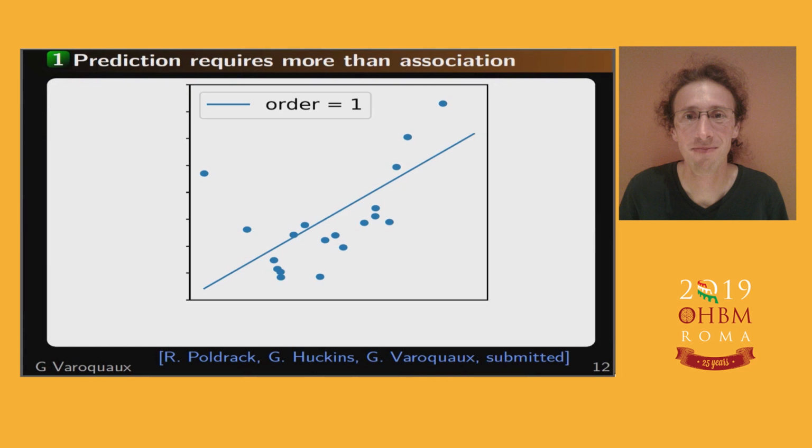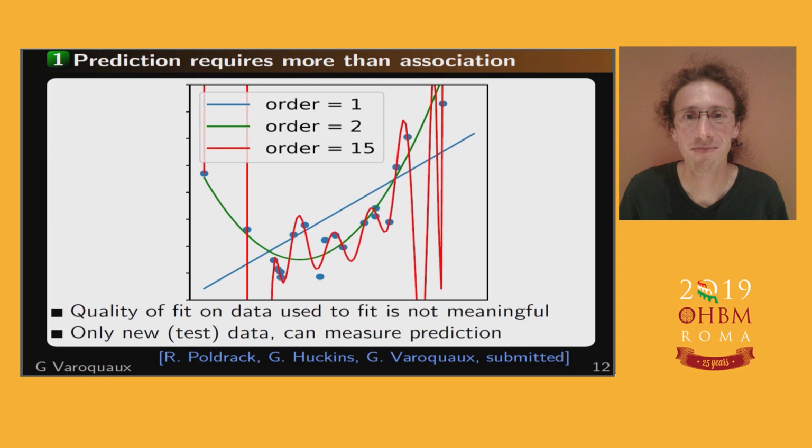I can fit a more complicated curve. And here, the red one is the curve that fits the data best. So if I was going to look at association, this red curve would be the one that is most associated with the data. However, maybe with this simple figure, you won't believe my claim that this is a useful curve.